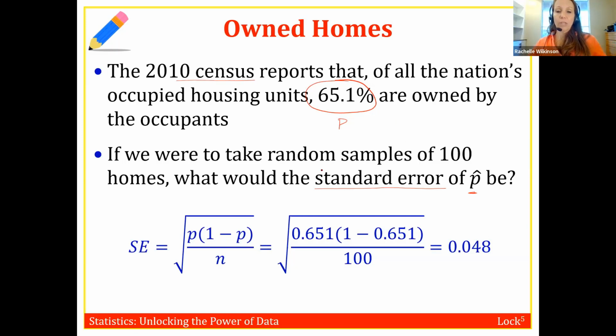So in this case, the p was 0.651, so I'm going to have 0.651 times 1 minus 0.651 over 100, and then square rooted. So hopefully you brought your calculators today. Let's go ahead and plug this in and make sure that everybody gets the same answer. I like to do everything underneath the radical first, and then take the square root of that answer. So I usually do 0.651, and then if you want to use parentheses on your calculator, you can hit times parentheses 1 minus 0.651, and then divided by 100.